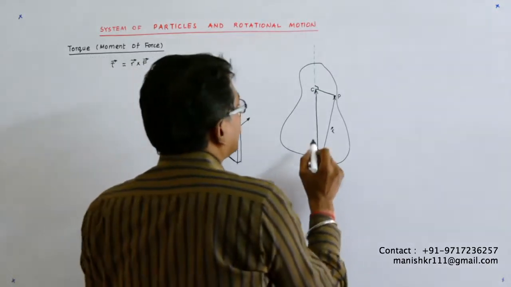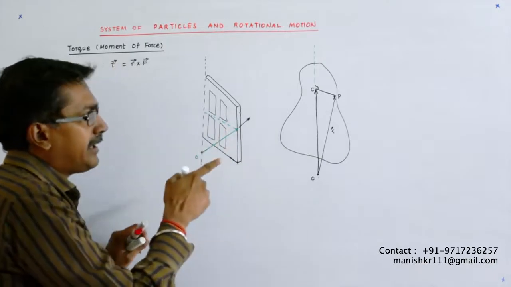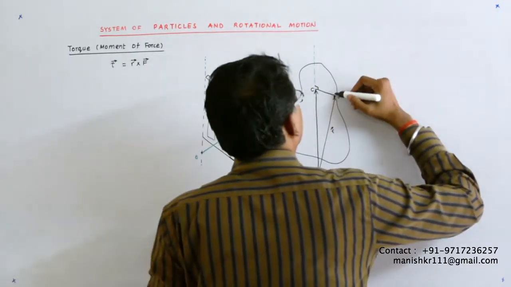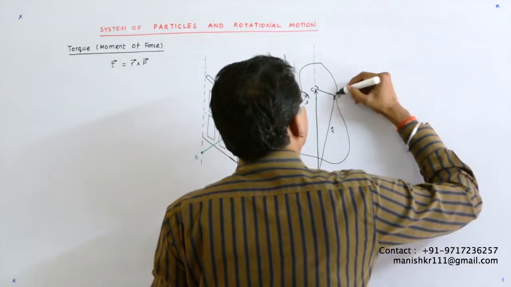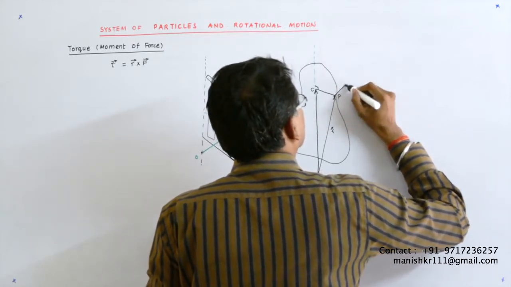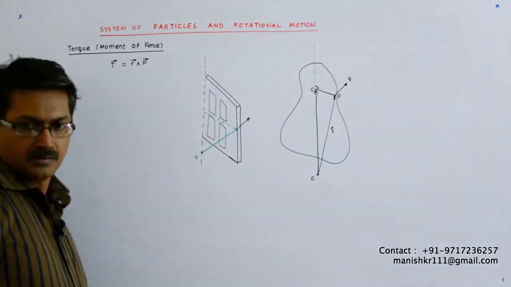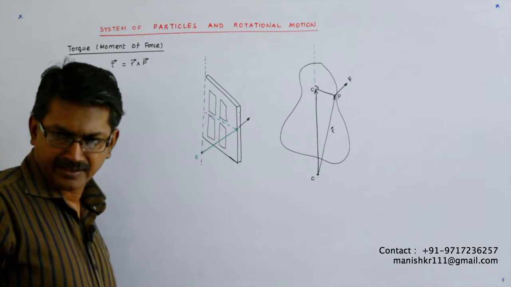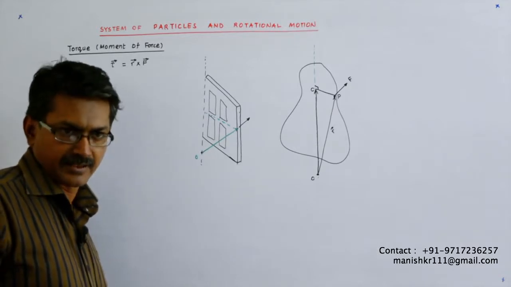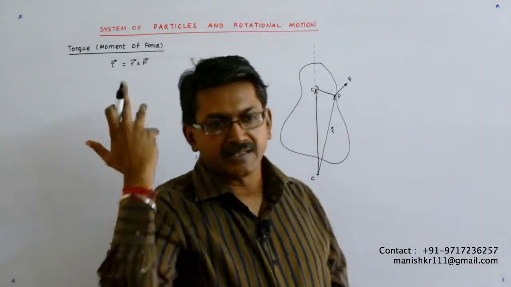Fine. Now this R, which is OP, and say my force is something like that. Not necessarily at 90 degrees. Not necessarily in the horizontal plane. It can be anywhere.